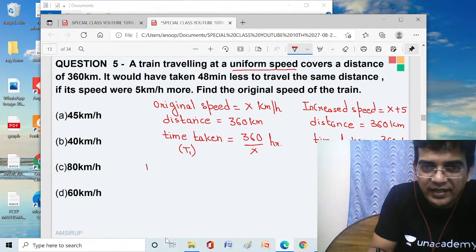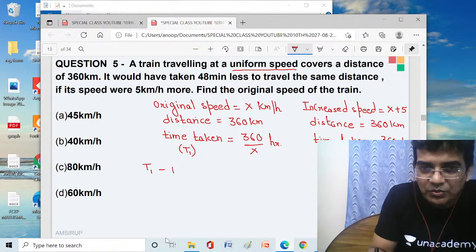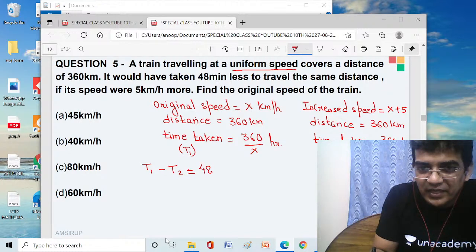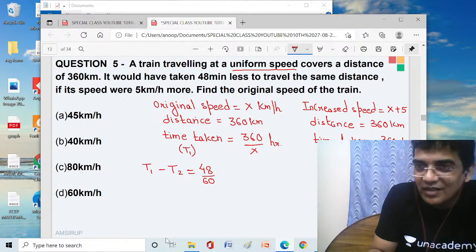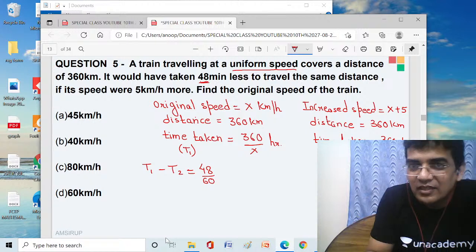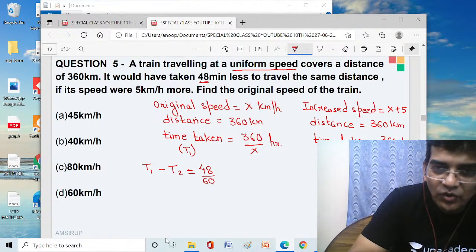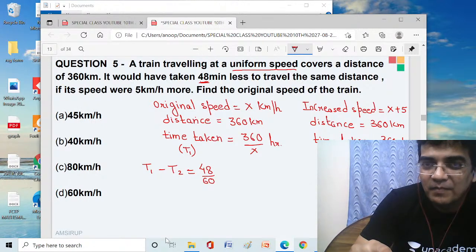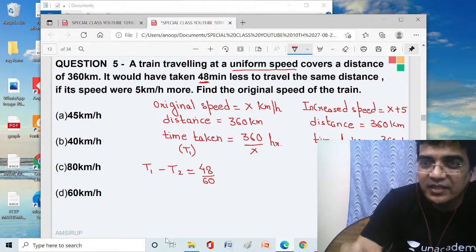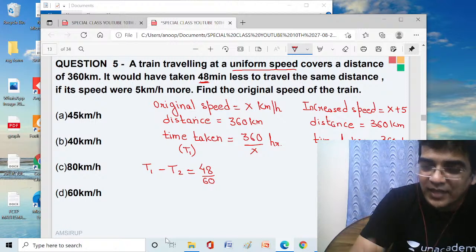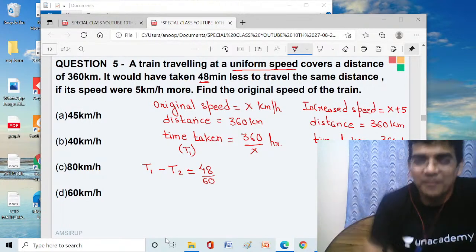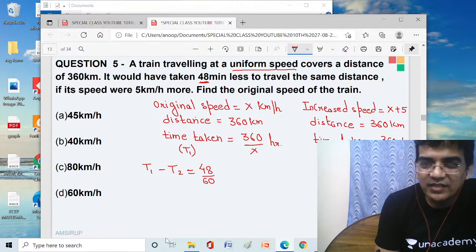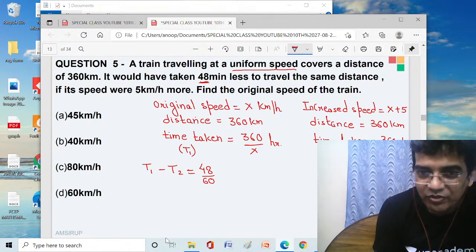So I can represent it like this. T1 minus T2 is equal to 48 minutes, and I will convert it into hours. Now why will I convert into hours? Because T1 is in hours, T2 is in hours, so their time difference should be in hours only. In the second case, whether the train takes more time or less time, that is the time difference between them. Here they say that the train is taking 48 minutes less in the second case. So the time difference is 48 minutes, but T2 is smaller because in case 2 it is taking less time. So I will write it like this: T1 minus T2 is equal to, and since the time difference was in minutes, I have to convert it into hours.